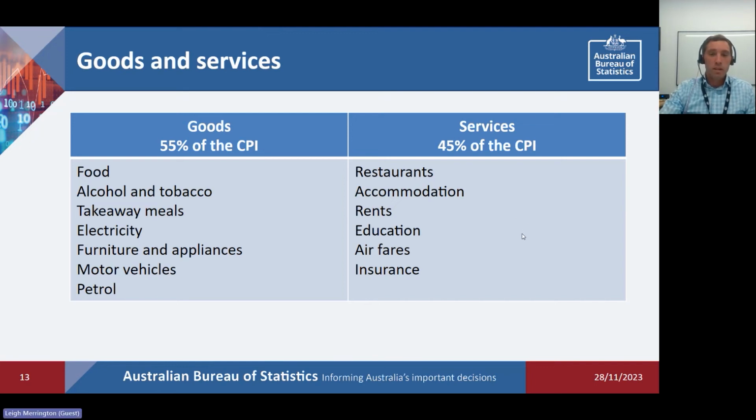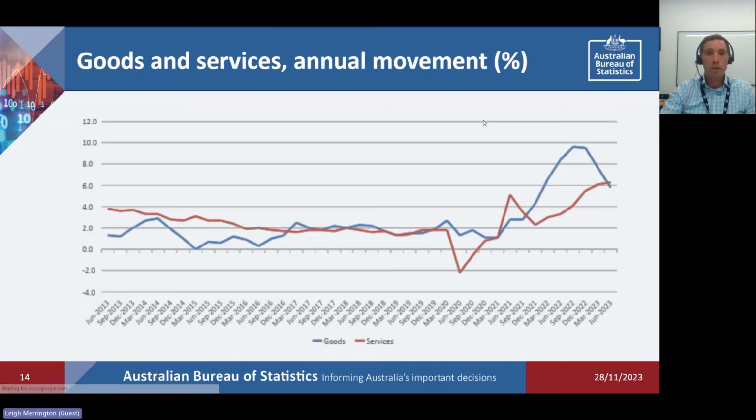Now, this has been, particularly services, a topic of interest recently. So services inflation can be more sticky in nature. And if we just move on to the chart here, this is looking at the annual movement in the goods category, the blue line, and the services category being the red line. I'll just focus on the endpoint here. So this is kind of post-COVID CPI inflation.